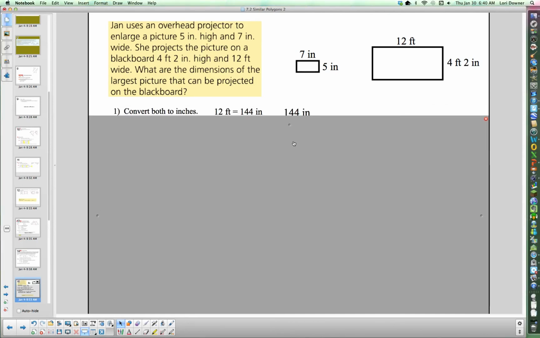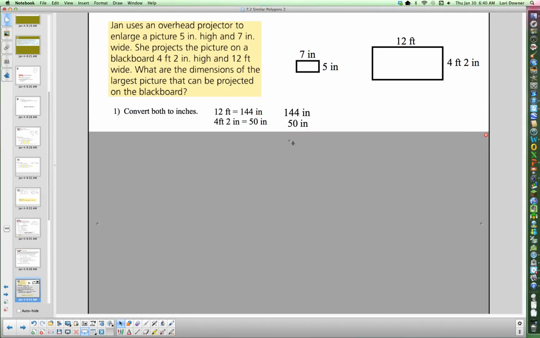So another way to look at this is to first convert both to inches. So the 12 feet is really 144 inches. So I'm going to put that up here. And the 4 feet 2 inches is really 50 inches.